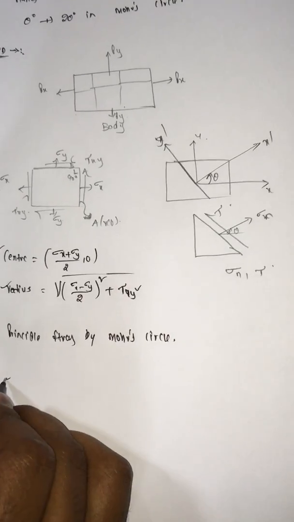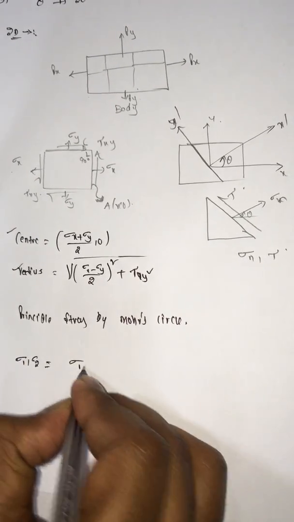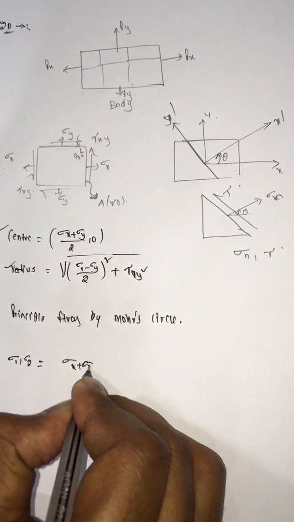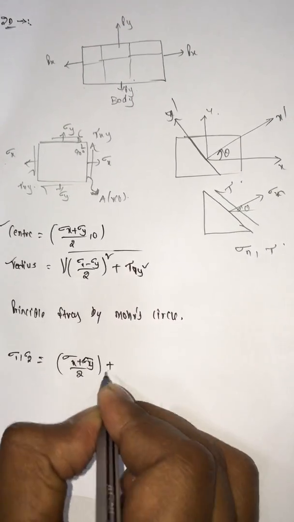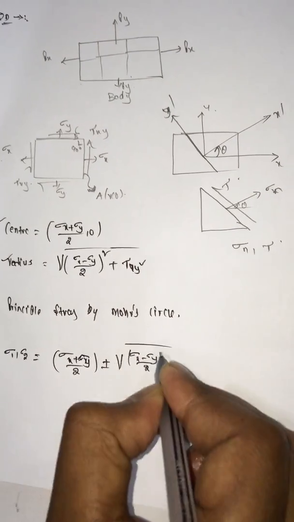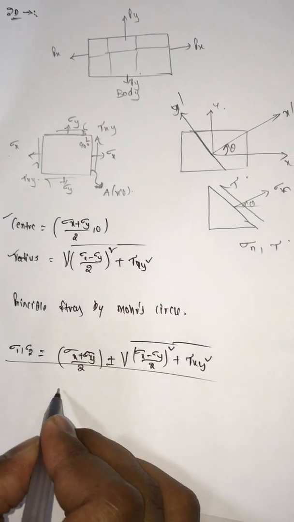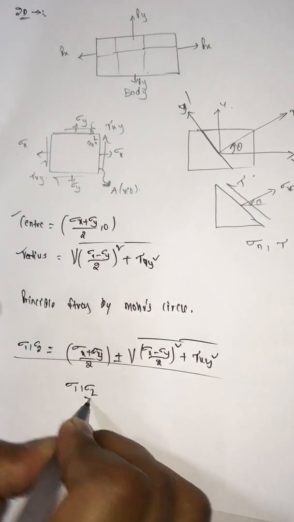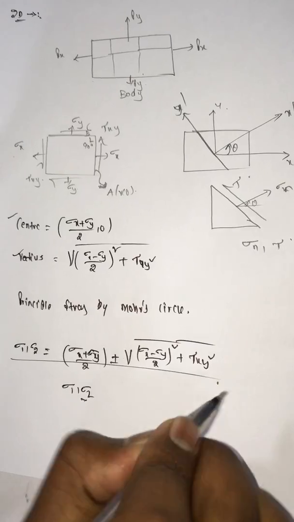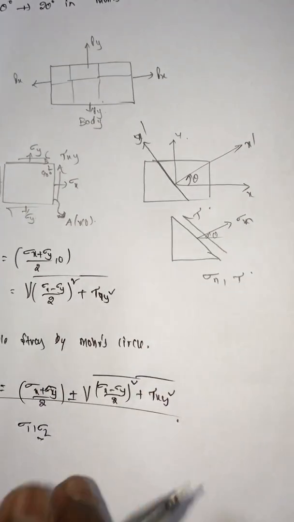How to find sigma 1, sigma 2? These things you may know. Let me say once again. Sigma 1, 2 equals sigma x plus sigma y by 2, plus or minus root of (sigma x minus sigma y by 2) whole square plus tau xy square. By this way you can find our maximum and minimum principal stresses by analytical method. If you want to find the same things with the graphical method, you have to follow a Mohr circle.